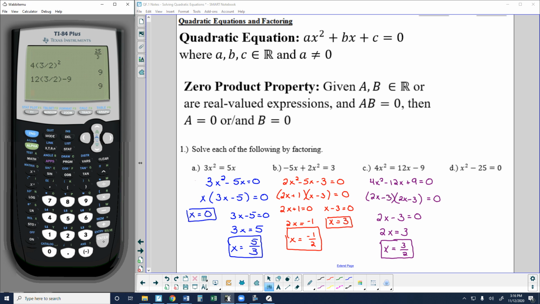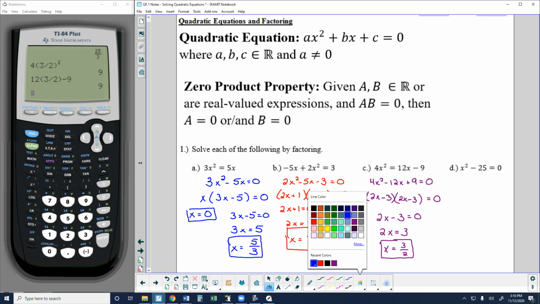So after factoring, you can set the factors equal to 0, and that's going to allow you to solve a linear equation that's going to give you a solution. If you're getting this process, go ahead and pause the video and see if you can complete problem D.